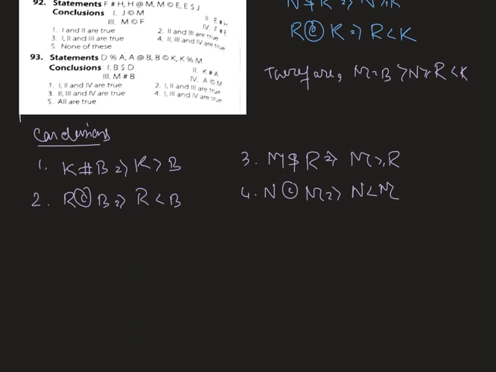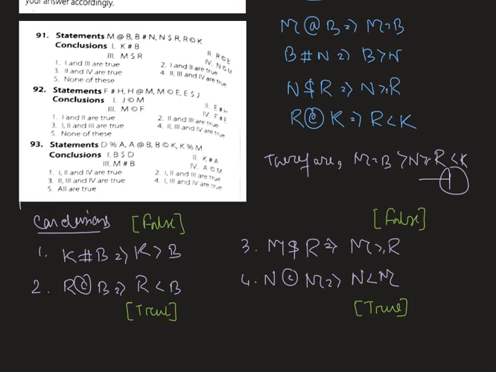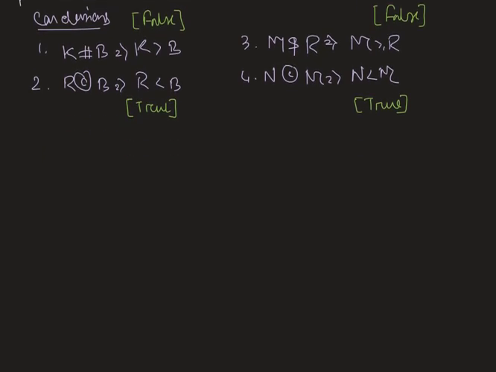Now, from the relation, we can conclude that the first conclusion is false. The second conclusion is true. The third conclusion is also false. And the last one is true. Hence, 2 and 4 are true. Therefore, the third option is the correct one. Now let's check the next one.